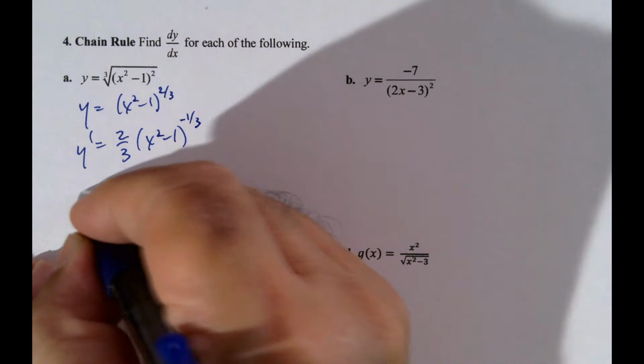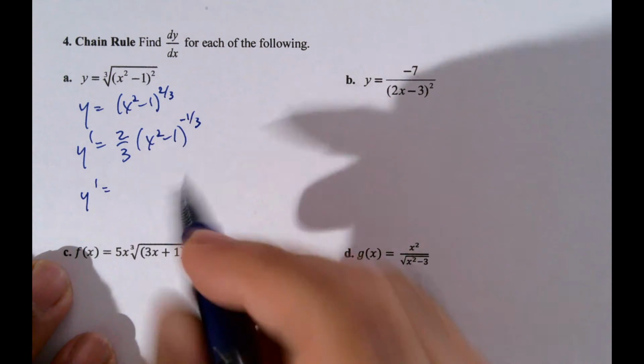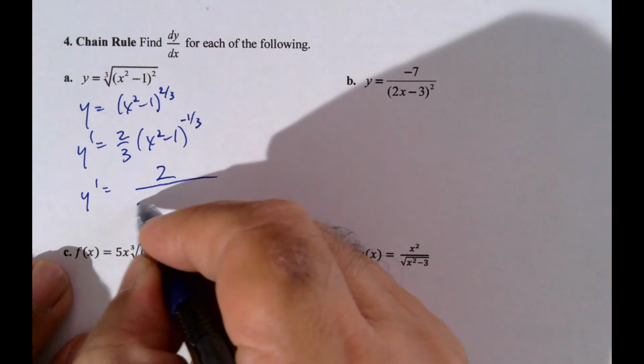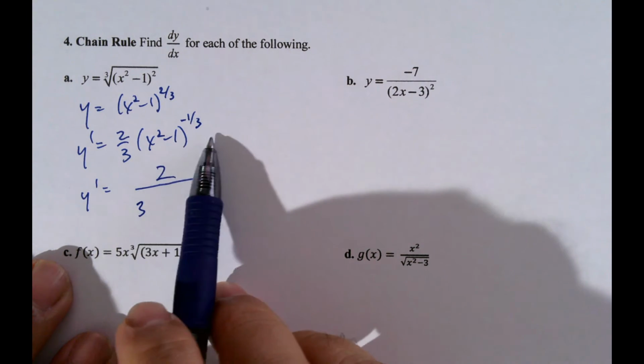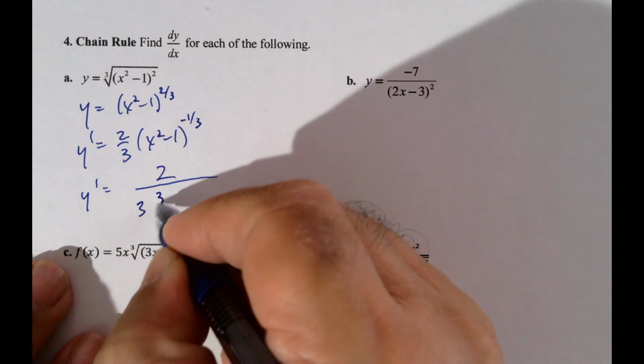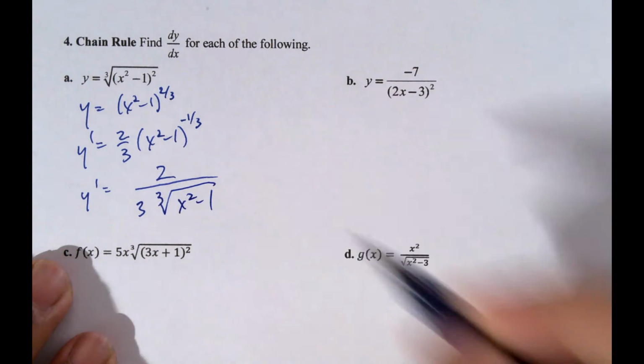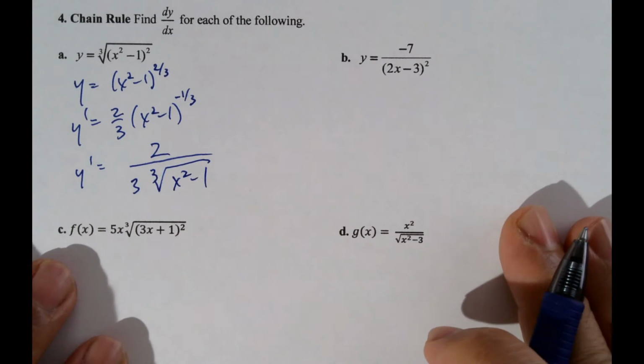All right, do a rewrite. So 2 is in the numerator, 3 is in the denominator. This x squared minus 1 is in the denominator, and it's a cube root. So it's the cube root of x squared minus 1. That's it. Let's do b.